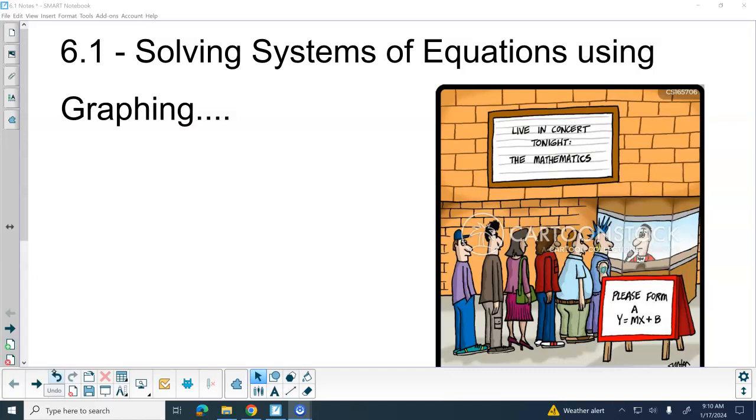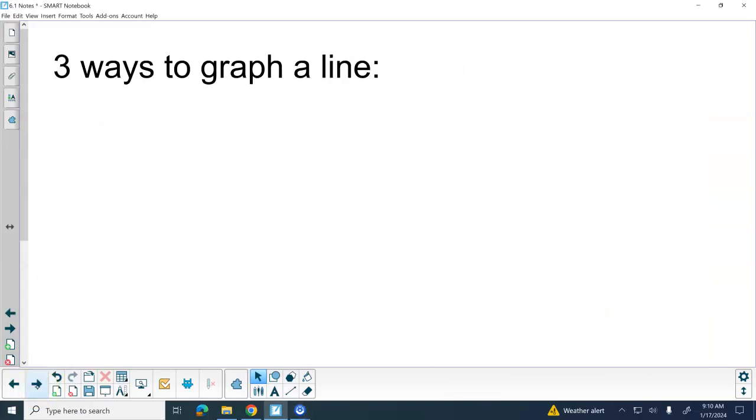So let's talk a little bit about 3 different ways to graph a line. Okay? What are 3 different ways that you know of right this very second on how to graph a line? I'll say 3 different ways to graph a line. You've done it thousands upon thousands of times.